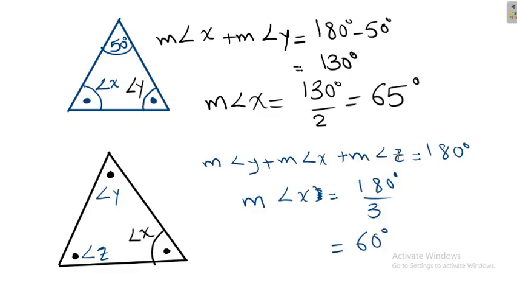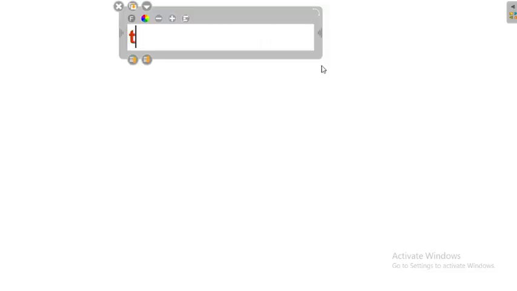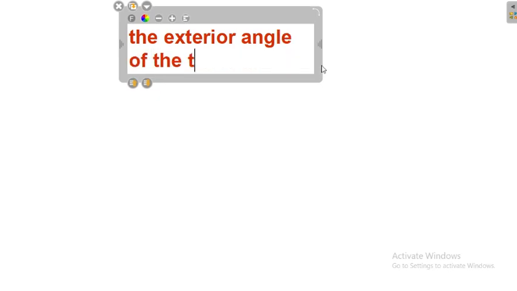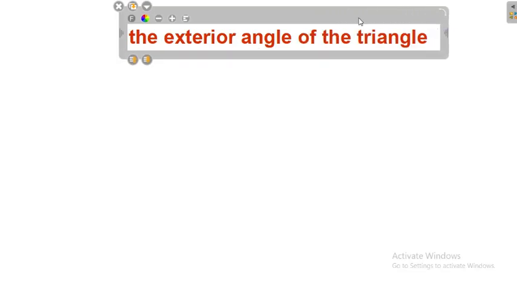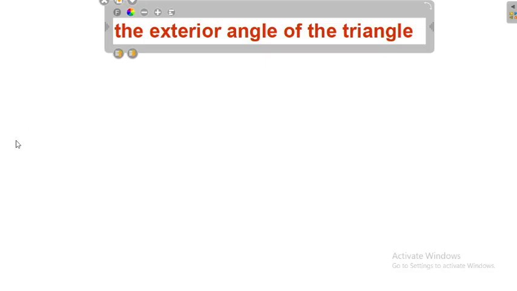Okay, now moving to the one before the last, which is the exterior angle. What is the exterior angle? Let's make our title the exterior angle of the triangle. The exterior angle of the triangle. What is the exterior angle? Let's see.